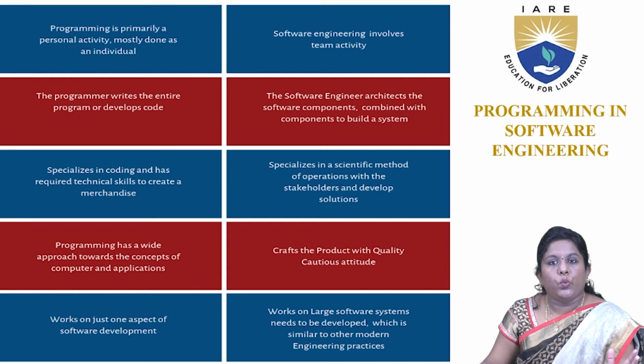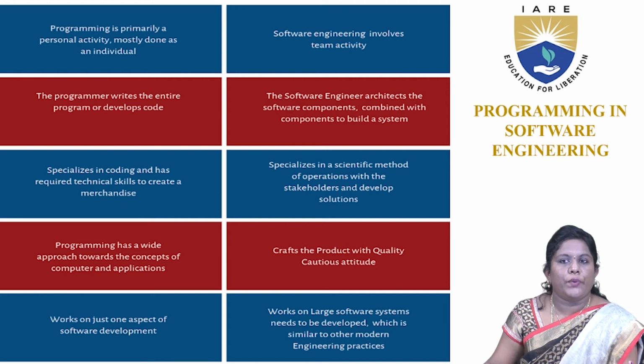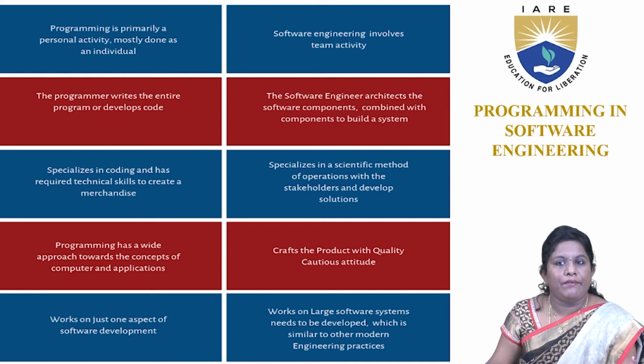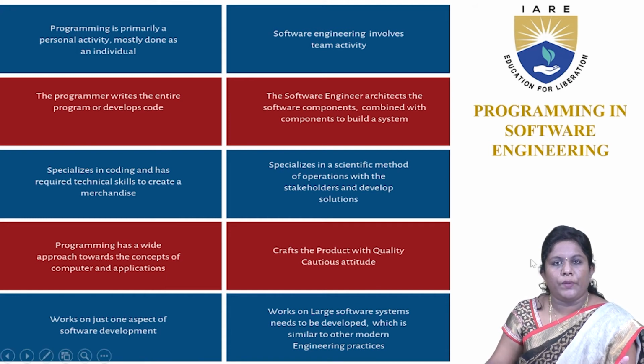Next, a programmer works on just one aspect of software development, meaning programming is just one aspect of development. But software engineering works on a large software system that is to be developed, which is similar to modern engineering practices. Fine. So this is regarding programming in software engineering.